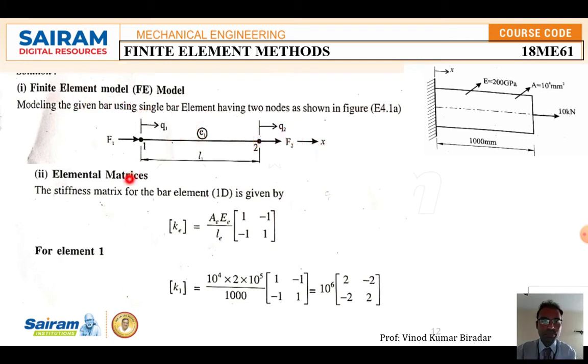So what is the second step? The element stiffness matrix. Since it is only one element, you use the stiffness matrix for the bar element, which is given by a formula we already derived: K is equal to AE by L times the matrix [1 -1; -1 1]. This is the formula I know.